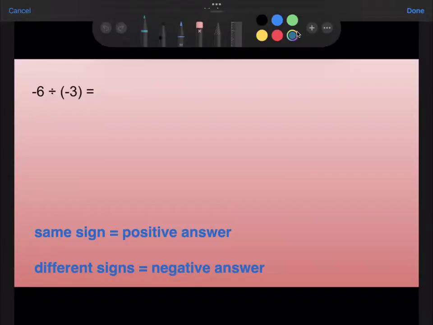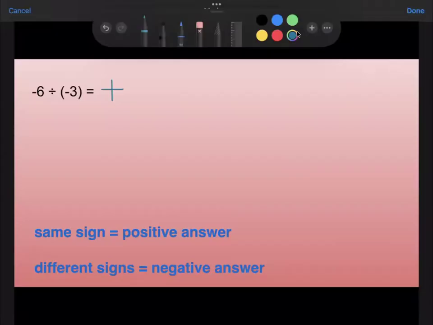Okay, here is our next example. So first step is to decide whether my answer is going to be positive or negative. So I'm taking -6 and I'm dividing it by -3. That means both the numbers are negative and are the same sign. So that means my answer is going to be positive. So I can put a little plus here for now, just to remind myself that I've already thought about it and it's going to be a positive answer.